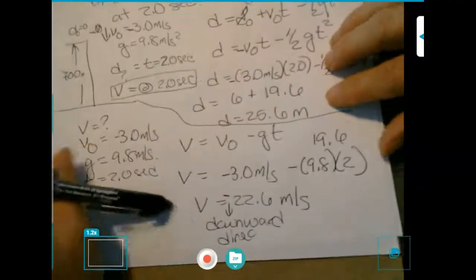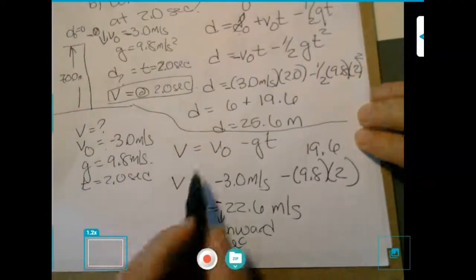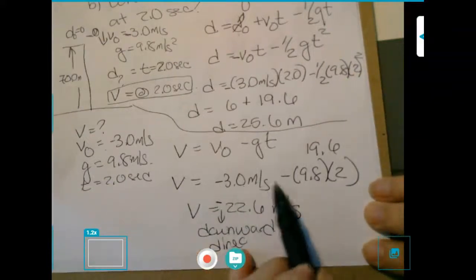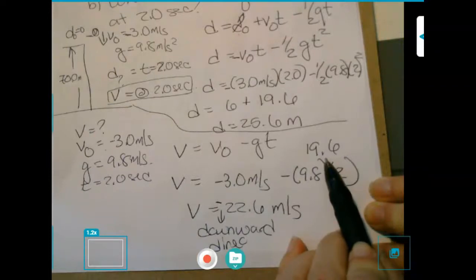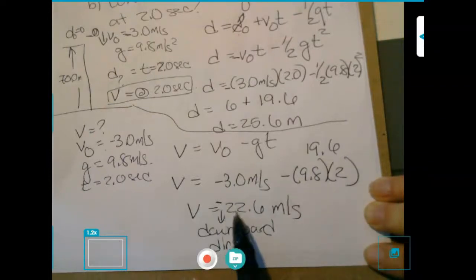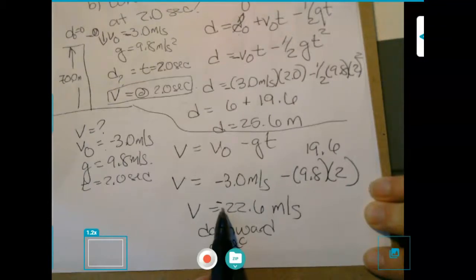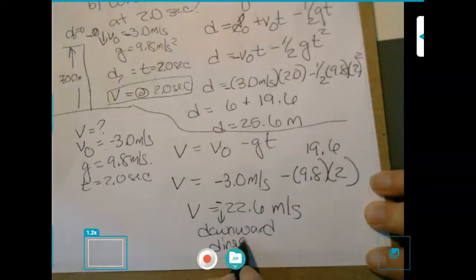So it was minus 3 meters per second minus 9.8 times 2, which was the 19.6. And so it came out to be a total of minus 22.6 meters per second. So it's not increasing or decreasing. This negative is just showing you direction, so it's the downward direction.